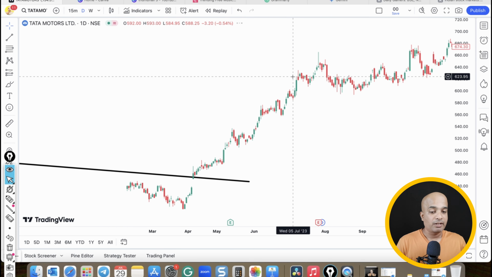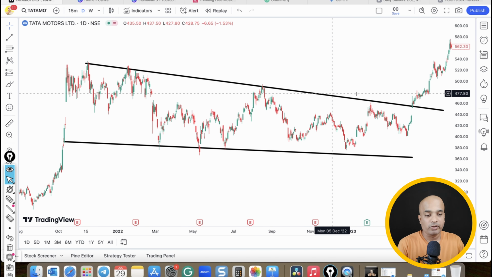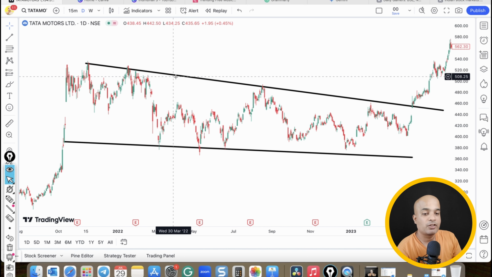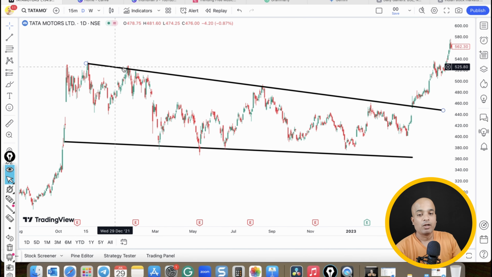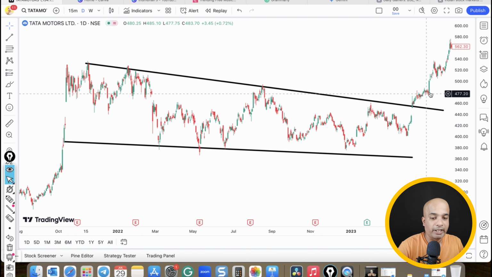If I go past, I can also draw a trend line like this. See, I can also draw a trend line like this. In this case, I connected 1, 2, 3, 4, 5 peaks. Again, it displayed a breakout here. Here also we can draw a trend line like this.